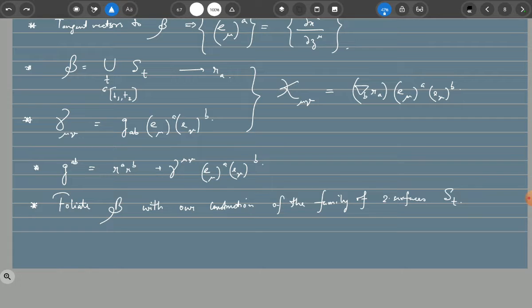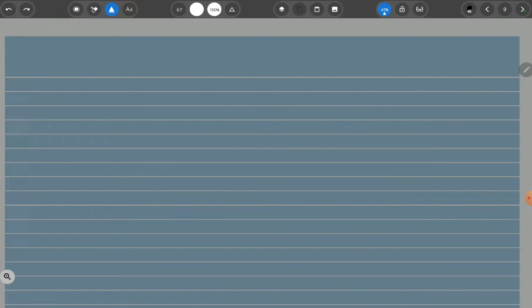Let me phrase it again. We'll set up a set of congruences on this hypersurface curly B along which the same spatial points of ST will traverse. I'll draw it to make it more clear.